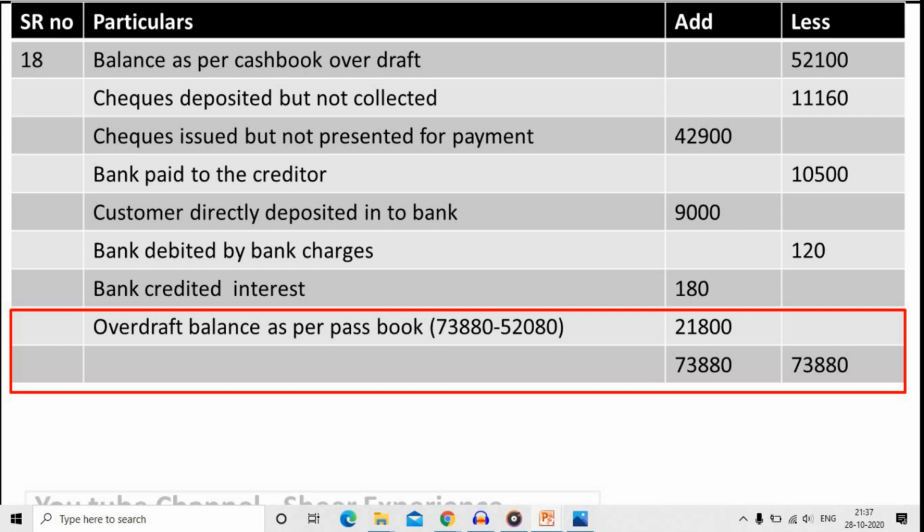Now we have to total the amounts in add column and less column. As per the rule, we have to mention the highest balance in both the columns. Here the highest balance is in less column. That is because of overdraft. The total of less column is 73,880. This amount we will mention in both the columns. To arrive at the passbook overdraft balance, we now deduct the lesser amount from higher amount. That is 73,880 minus 52,080, which comes to 21,800. So this amount is our balance as per passbook overdraft.